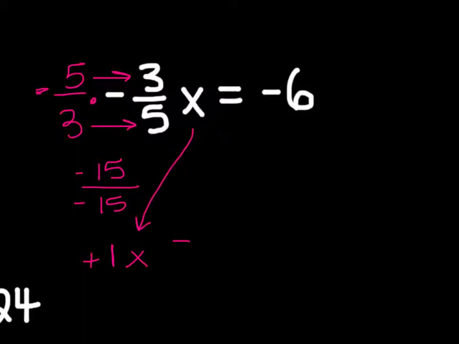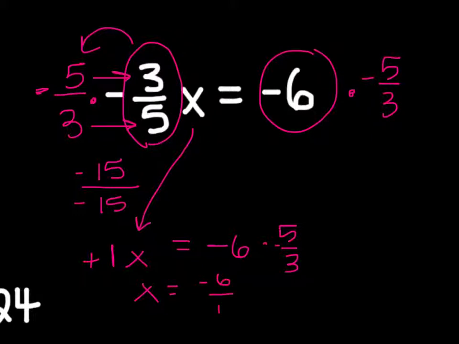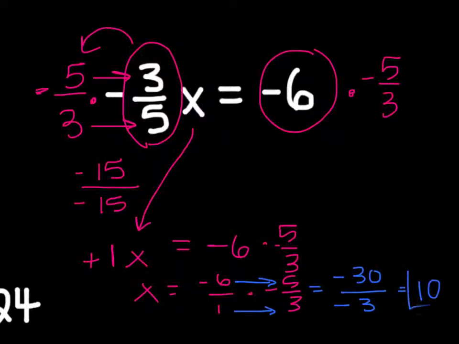X is equal to, we have negative 6. Well, we multiplied that original left-hand side by 5 over 3. We're going to multiply this right-hand side by negative 5 over 3 as well. So we have x is equal to negative 6 over 1 times negative 5 over 3. Multiply straight across. We have negative 30 over a negative 3, which equals positive 10.